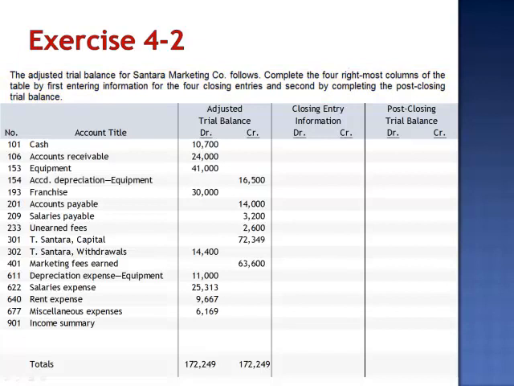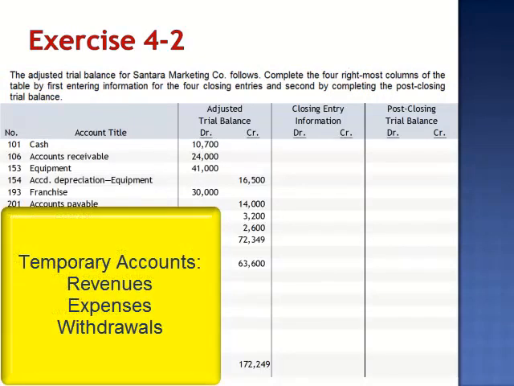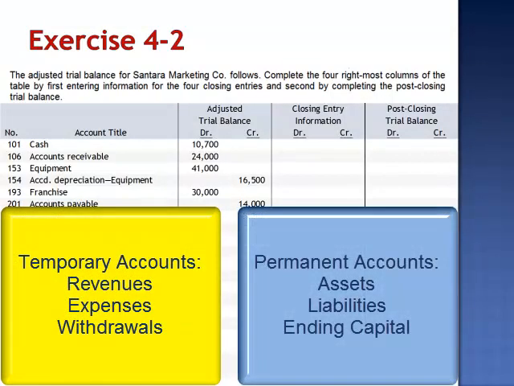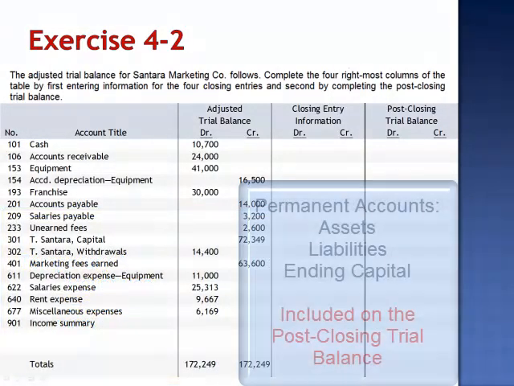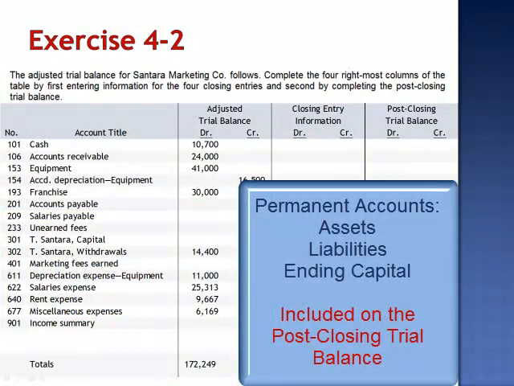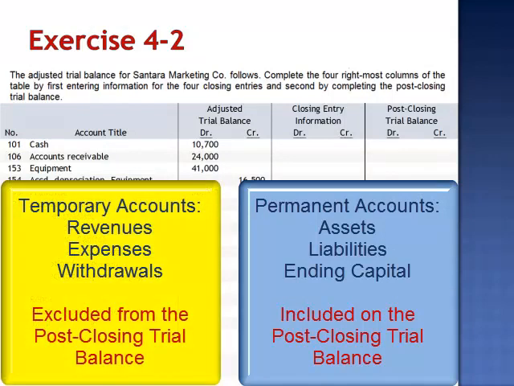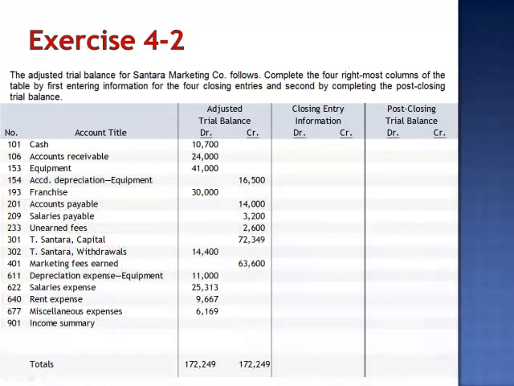This problem is asking you to differentiate between the temporary accounts, revenues, expenses, and withdrawals, all of which will be closed, and the permanent accounts, assets, liabilities, and the ending capital account. Each account is either a balance sheet account, in which case it will be included on the post-closing trial balance, or an account that will be closed, and will therefore be excluded from the post-closing trial balance.